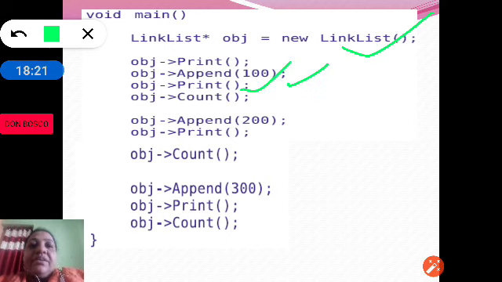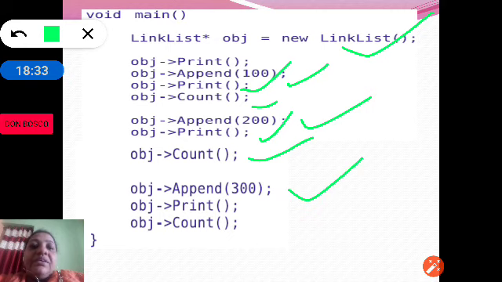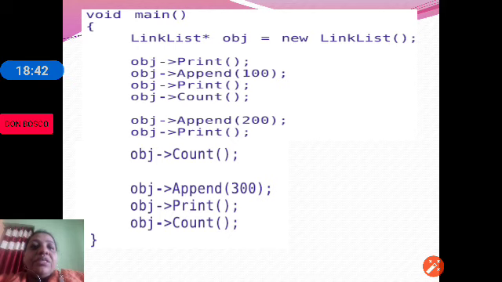Then we are adding 100. Then we are printing, 100 is printed. Count will be 1. Again we are appending 200. Then we print, and 100 and 200 will be printed. Count will become 2. Then we are appending 300 and we are printing, so output will be 100, 200, 300 and count will be 3. Let's check out the output of this program.